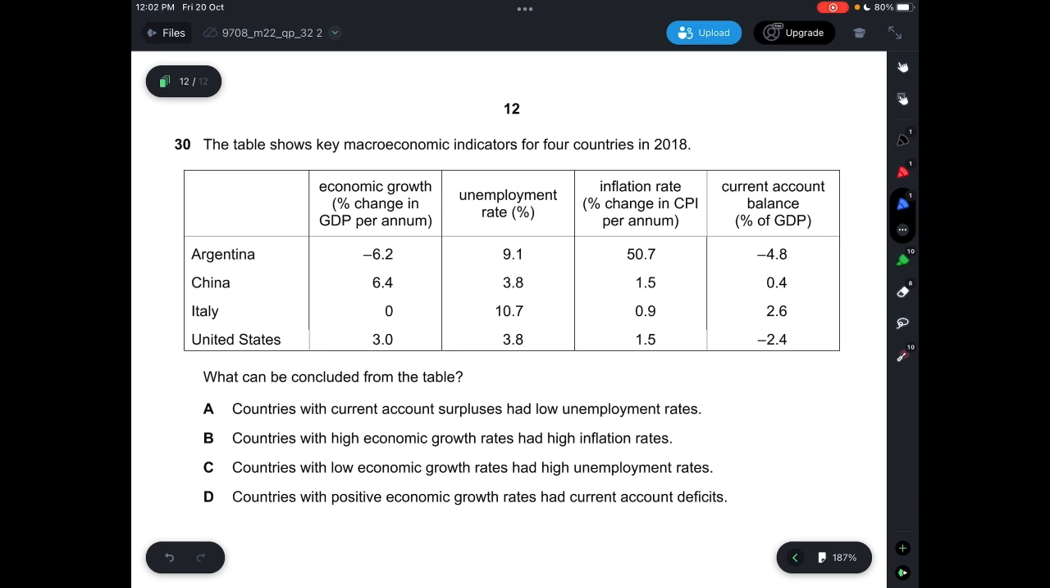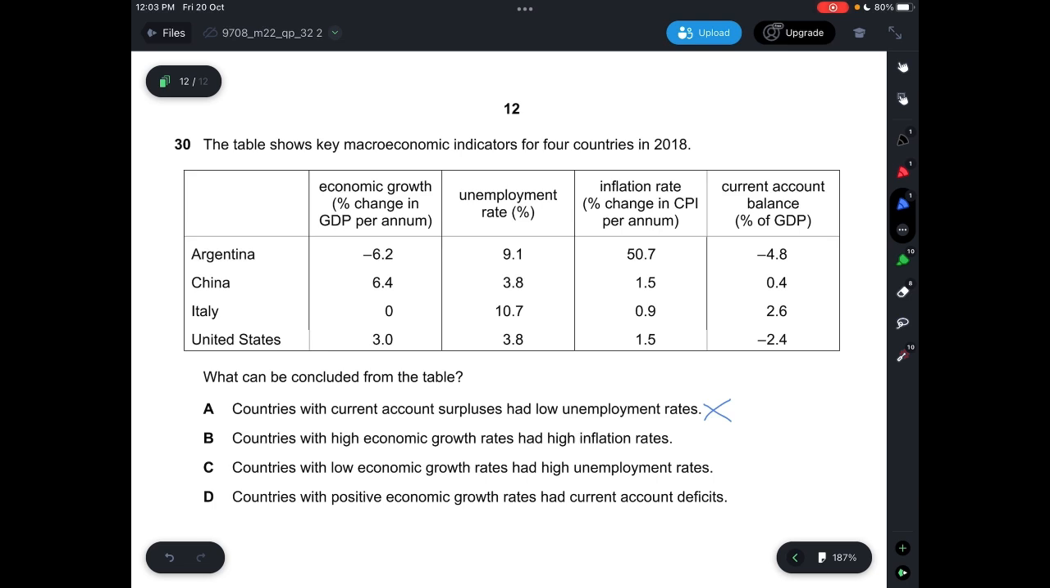And then current account balance is negative 4.8 for Argentina. Then for China, it's 0.4. For Italy, it's 2.6. United States, negative 2.4. Okay, so let's look at the 4 options here. A, it says countries with current account surpluses had low unemployment rates. Okay, so let's look at the ones with a current account surplus. That will be China and Italy. But you can see here that for Italy, the unemployment rate is 10.7. So A is incorrect.